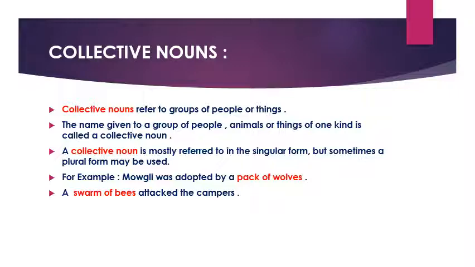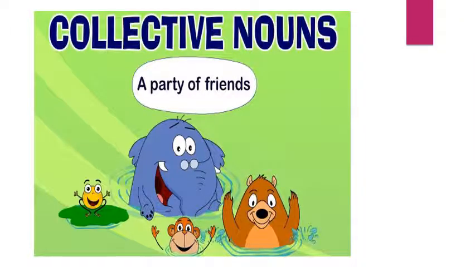For example, Mowgli was adopted by a pack of wolves. Here you can see pack of wolves. It is highlighted here. Pack is the word for a group of wolves. You can see in the second example, swarm of bees. Means a collection of bees will be called a swarm. Hope you all understood. See the example here, collective nouns, a party of friends.